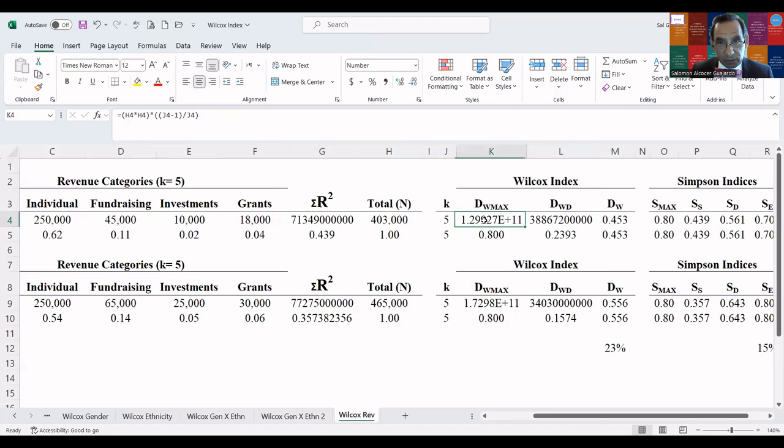So to obtain the maximum value, it's going to be total revenue, big R squared, or big N squared. So that's 403,000 times 403,000 times the number of categories minus 1 divided by the number of categories. So it's 4 divided by 5. That gives me this astronomical number for the maximum value.